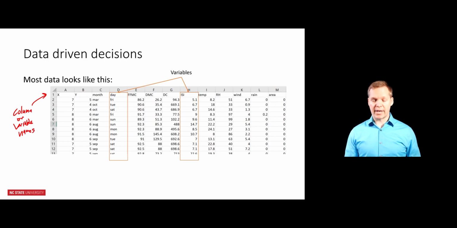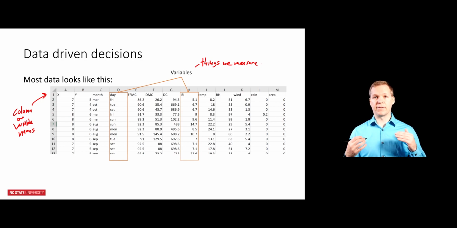The variables are the things that we actually measure. And again, we're going to measure these things on different observations. So we're going to measure them on different people or units, whatever that happens to be. For the purposes of this class, we can pretty much just think about data in its rectangular format.